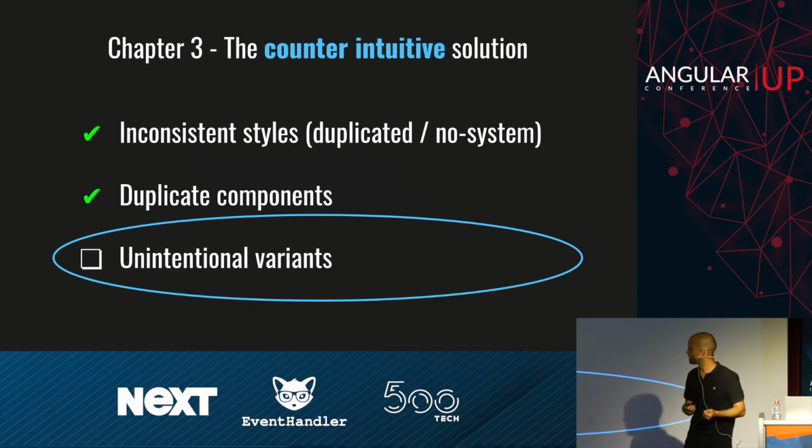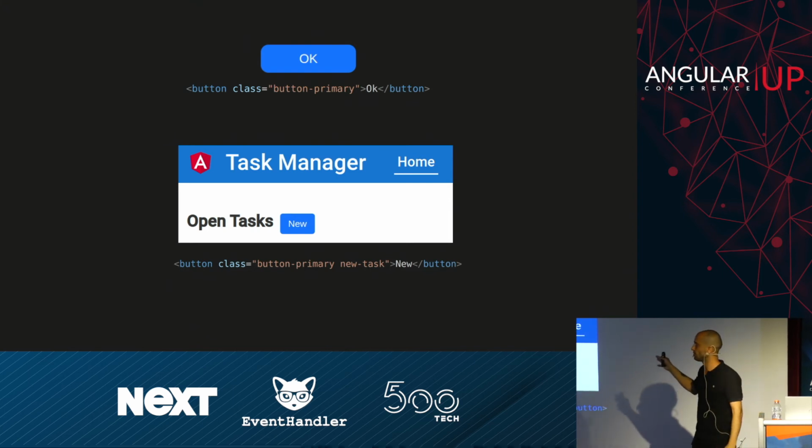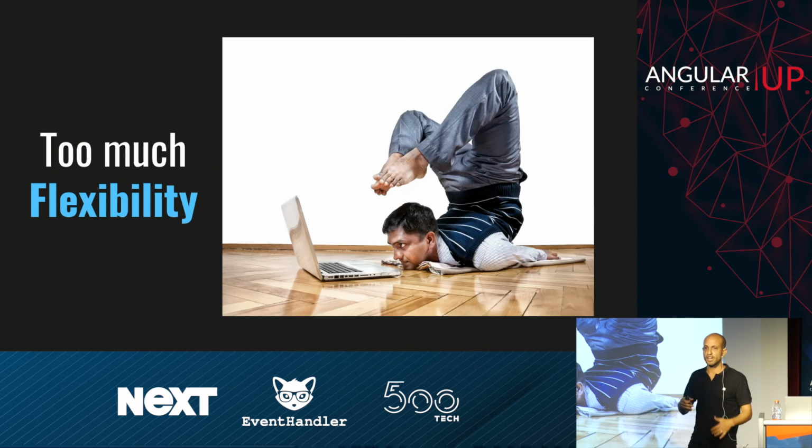And lastly, unintentional variance. Remember this issue, we have the button and we have the class that overrides some of the styles. So I look at this problem and I ask myself, what's the actual problem here? And I think it's that we have too much flexibility. And as developers, we love flexibility, right? We want all our code to be generic so we can use it anywhere and life will be great. But in practice, it doesn't always work.